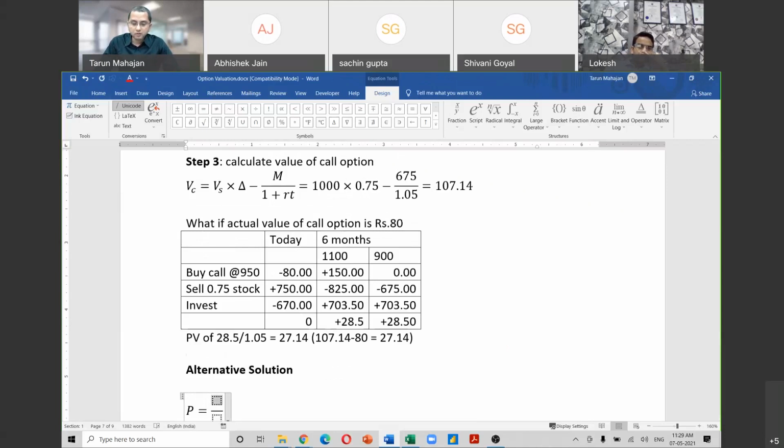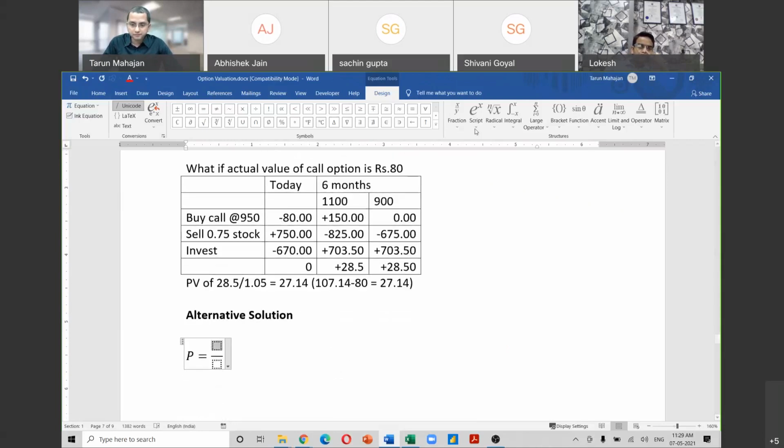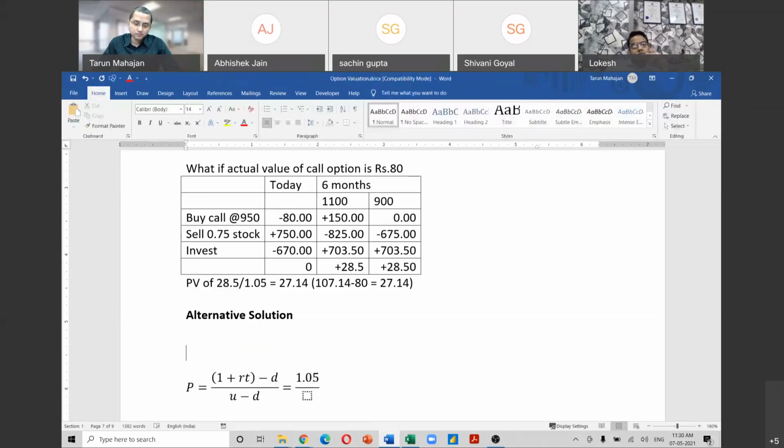P is equal to, I'll just keep the life simple, otherwise you will get confused, 1 plus RT minus D divided by U minus D. So 1 plus RT is 1.05. D is, what is D? I'll tell you. D and U.